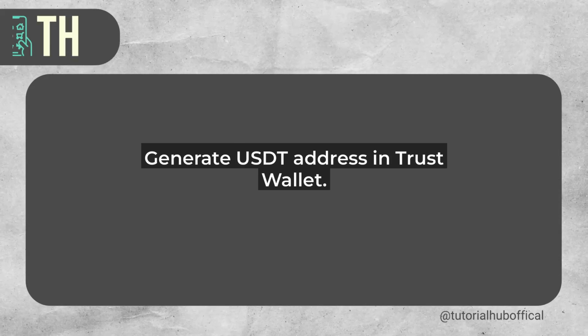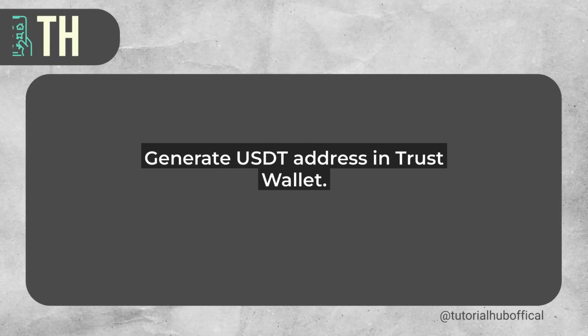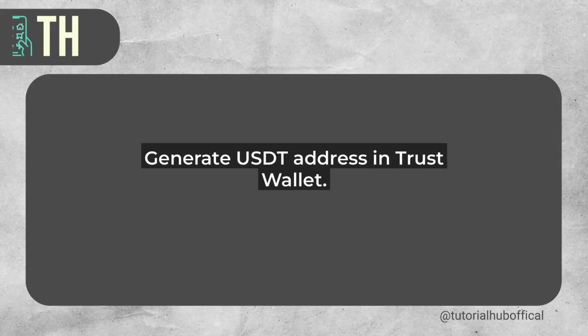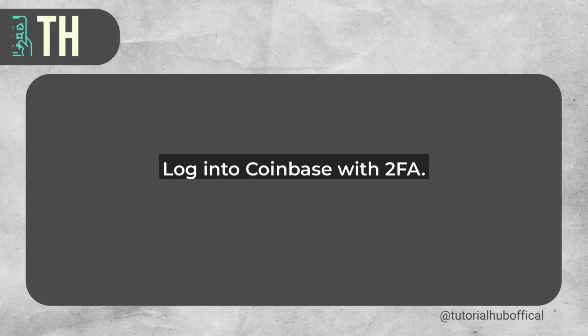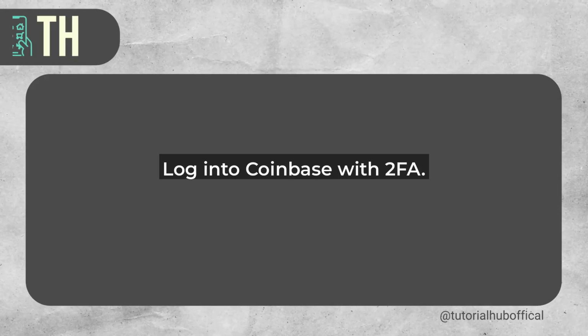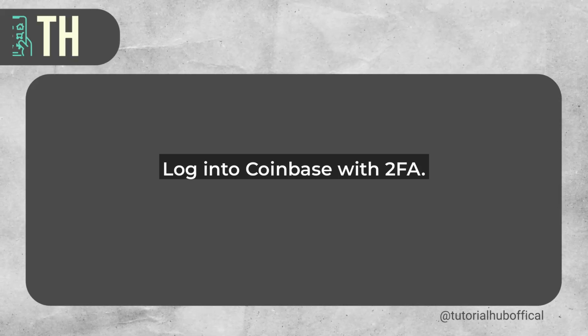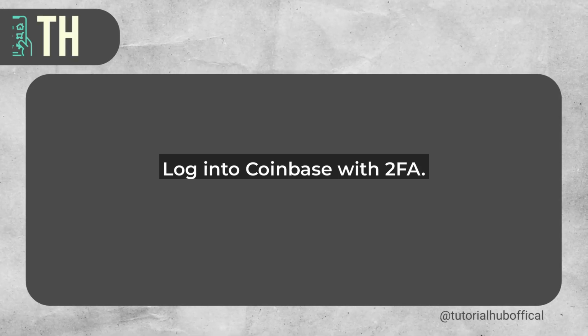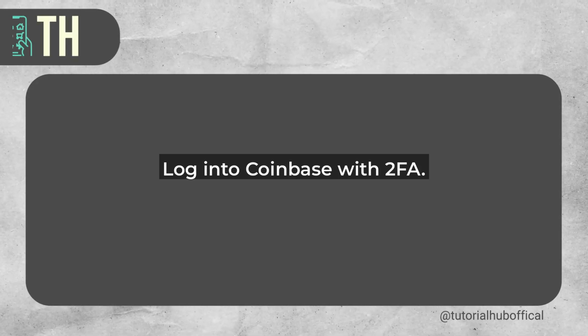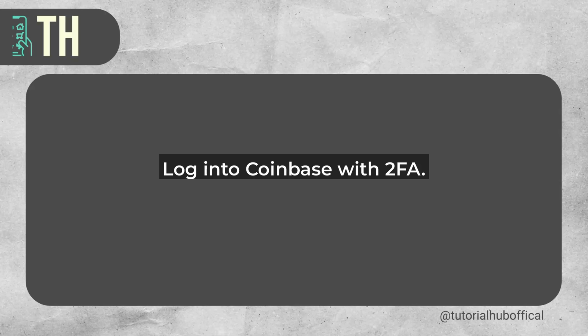First things first, make sure you have both a Coinbase account and Trust Wallet set up on your device. Update your apps to the latest 2025 versions for any new security features. Open Trust Wallet and navigate to your USDT wallet. Tap on the Receive button to generate a new address. Copy this address carefully, as it's unique to your wallet.